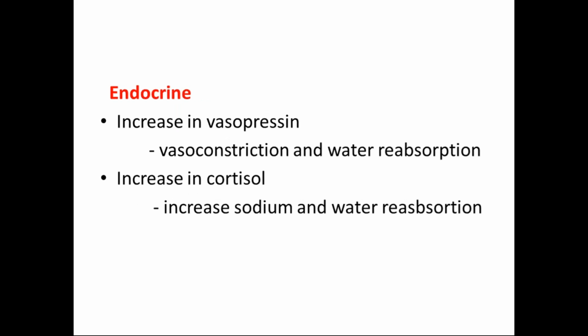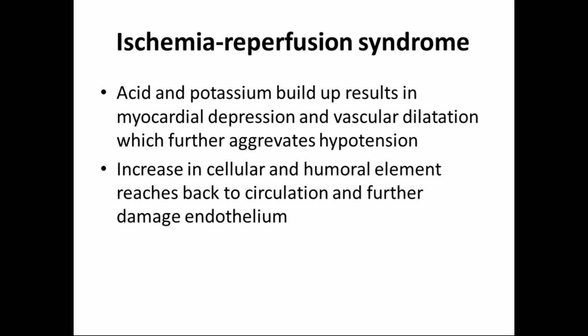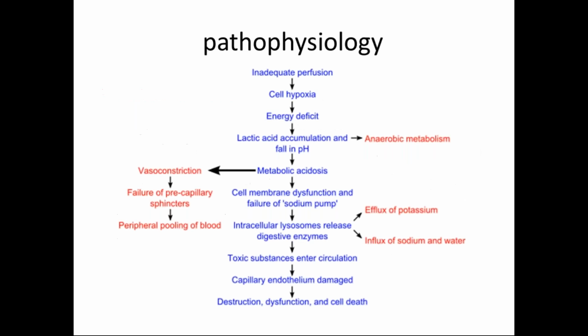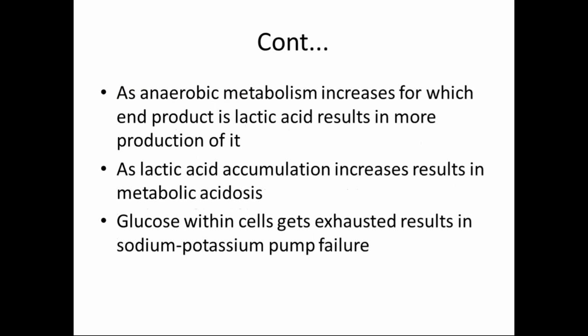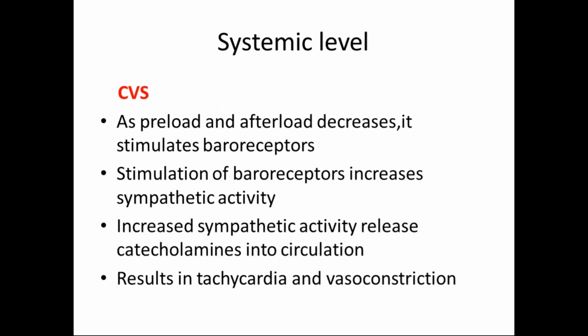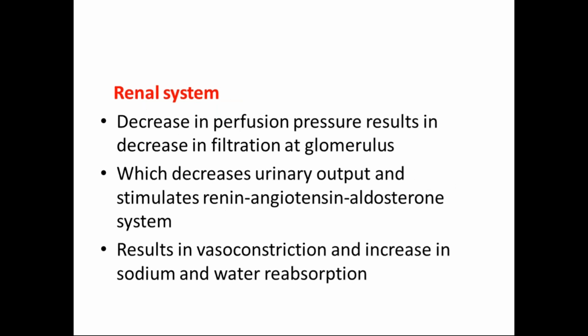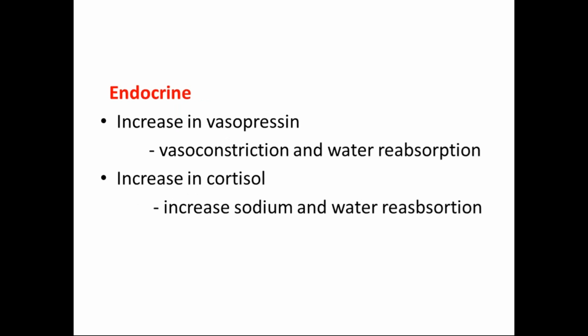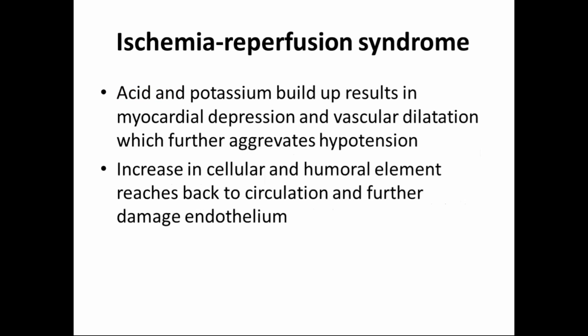Coming to the changes that occur at the endocrine level. What will happen? There will be increase in vasopressin. So this will lead to vasoconstriction and water reabsorption. And there will be increase in cortisol, which will also increase sodium and water reabsorption. Remember, these are the pathophysiological changes at cellular level, at microvascular level, at systemic level, that is CVS, respiratory system, renal system, endocrine system. The common concept is that, at the end, there will be decreased perfusion to the cell. That is why it is called shock.